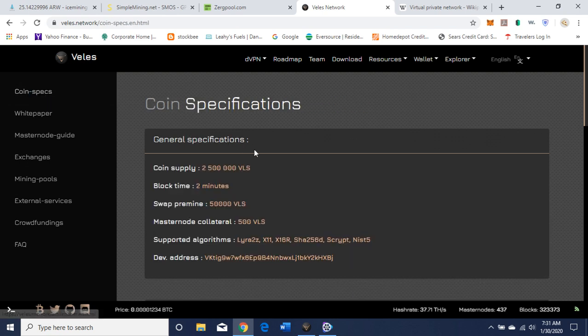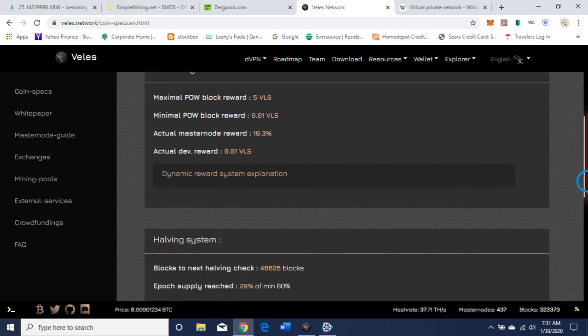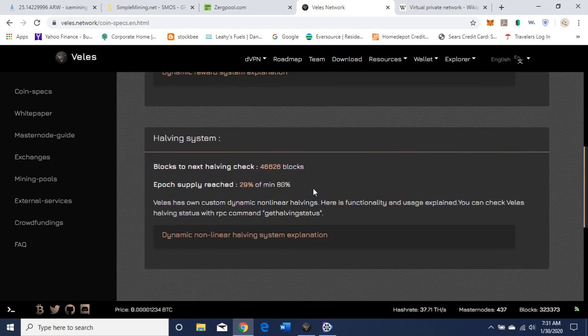Let's go to the coin specs. So the coin supply is very low. One of the lowest projects that I've seen, only 2.5 million coins. Block time 2 minutes. Masternode collateral, supported algorithms, dev address, in case you want to donate, I guess. Here's the reward system. 5 Veles per block. Masternode reward, etc. Next halving check: 46,626 blocks. Epic supply reached 29% of minimum 80%.